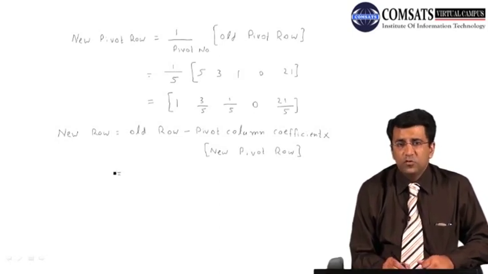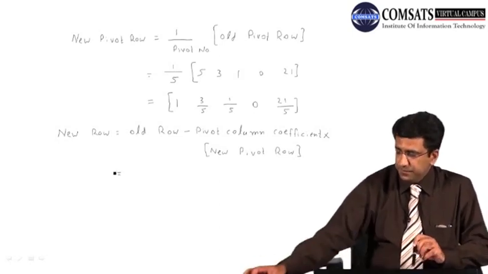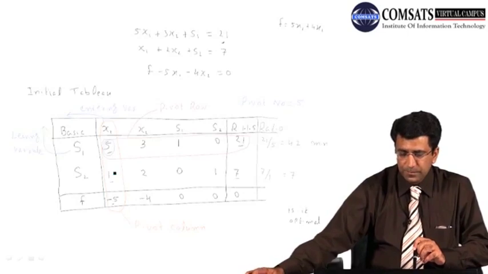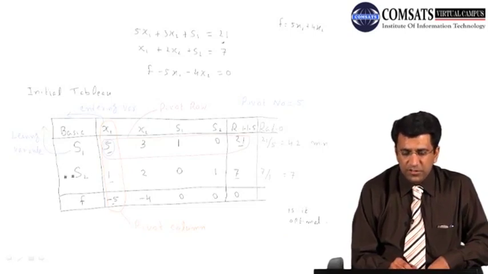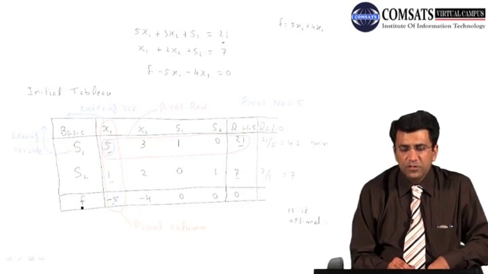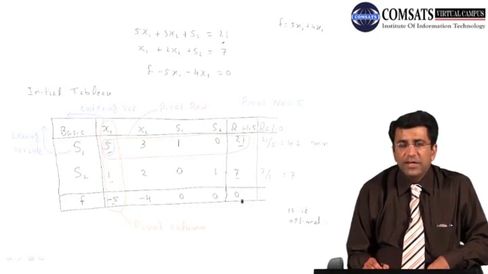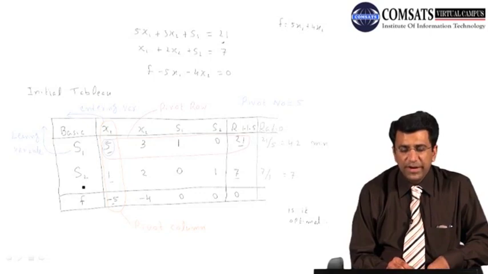Now class, if we go to the previous slide, we have a pivot row and the two non-pivot rows. This is the non-pivot row, and this is again related to the objective function. This is the non-pivot row. In the next step, we'll have to find out the values for replacing this non-pivot row. So we will find the new rows for S2 and F by using this particular formula we have just written.